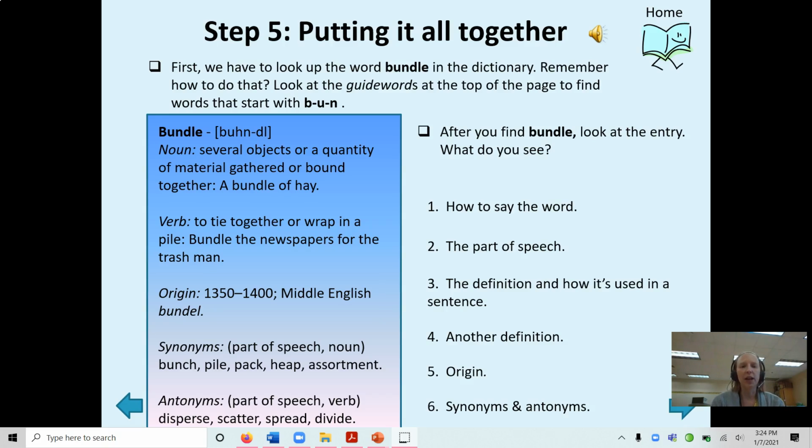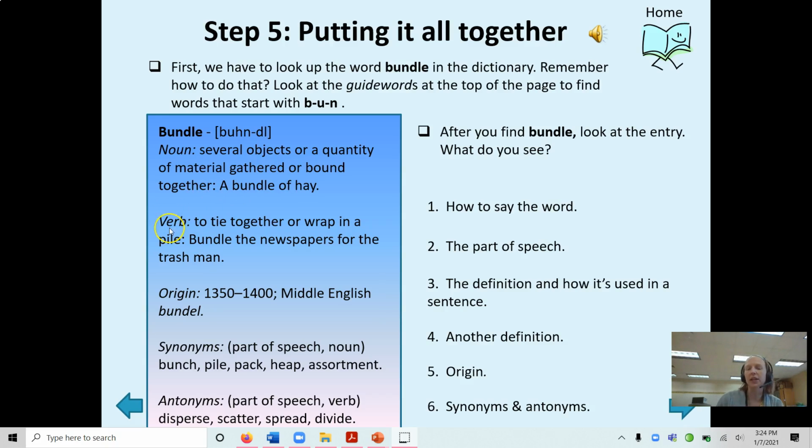So how do we say the word? Inside the little brackets here, we have bundle. That is the pronunciation. We have the part of speech. It is a noun. The definition is several objects or a quantity of material gathered or bound together. For example, a bundle of hay.